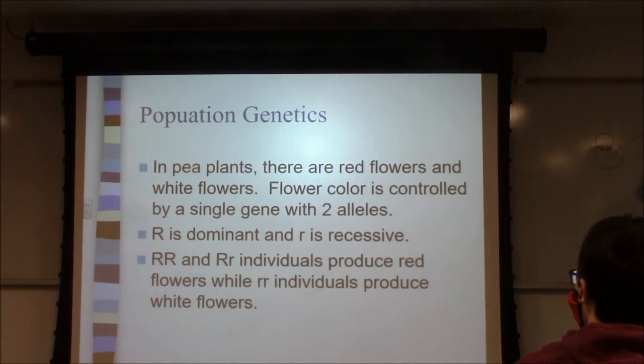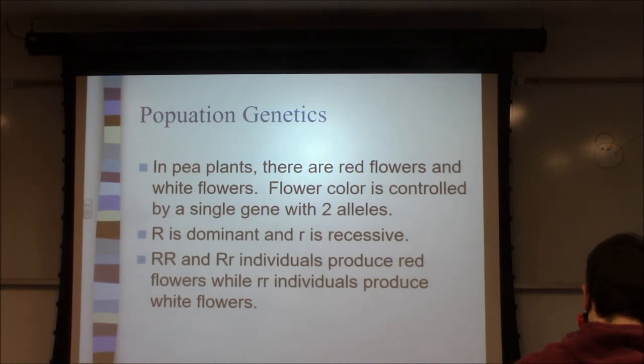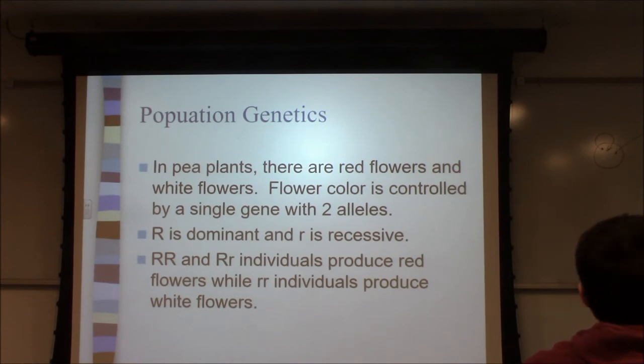So, as an example, let's talk about pea plants. These are the things that Mendel used, Gregor Mendel. So there are red flowers and there are white flowers. Flower color is controlled by a single gene with two alleles. Big R is dominant and little r is recessive. We have complete dominance, so the homozygous dominant will produce a red flower, and the heterozygote will produce a red flower. The homozygous recessive is going to produce a white flower.